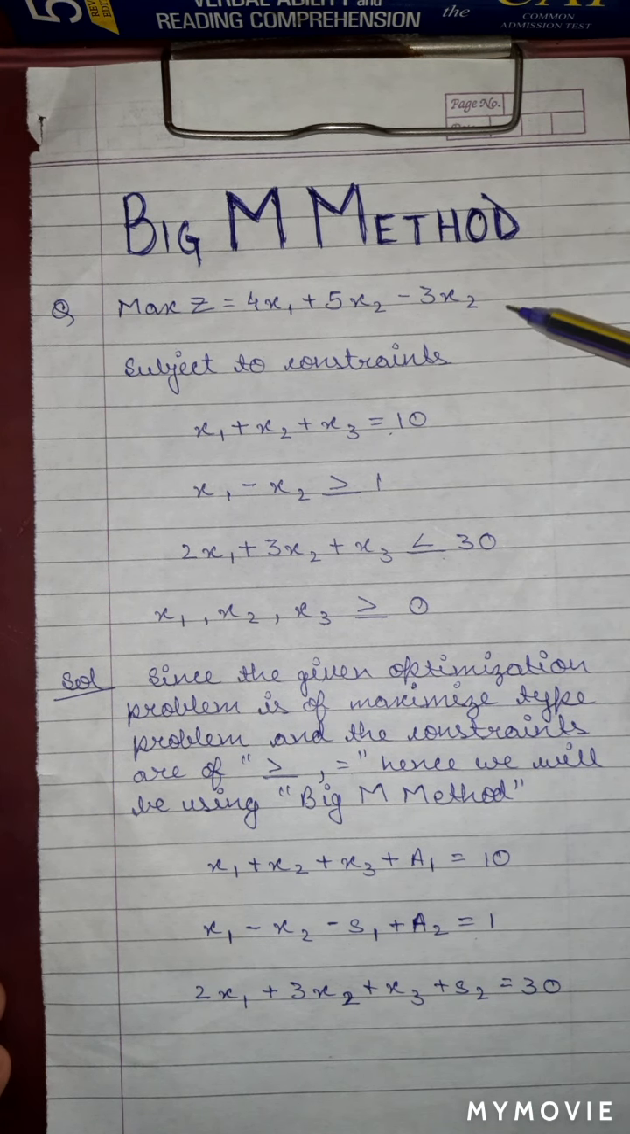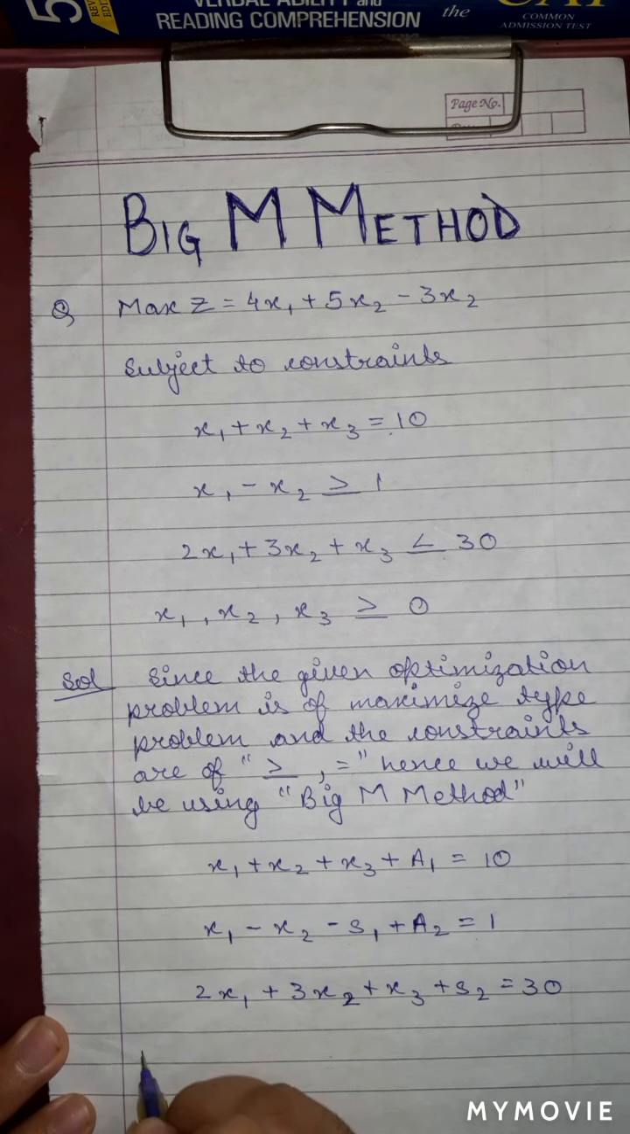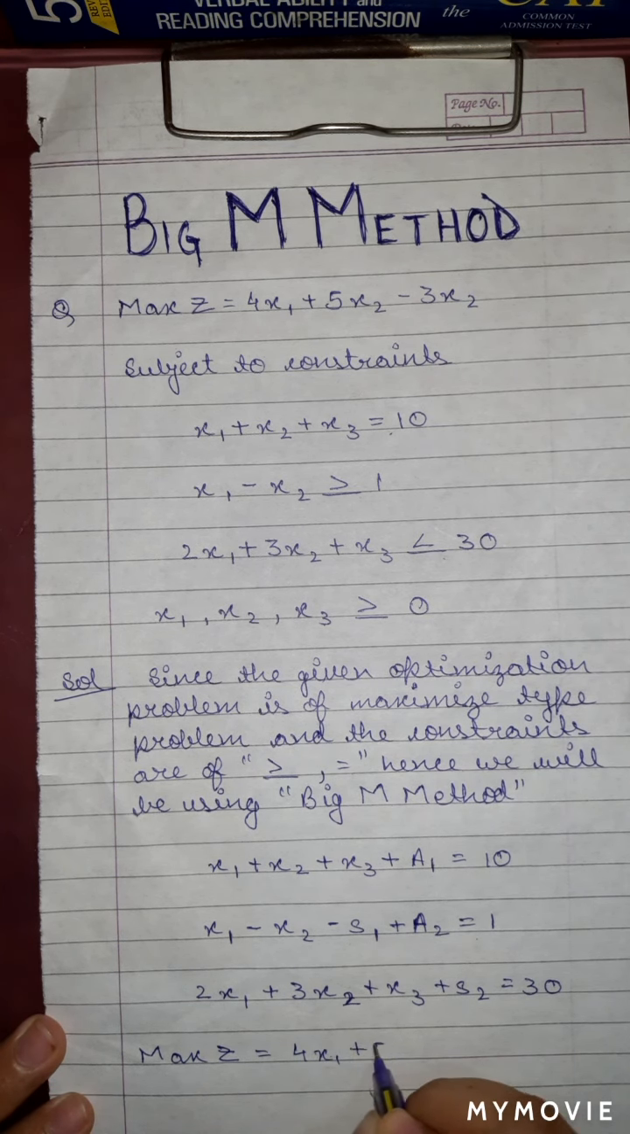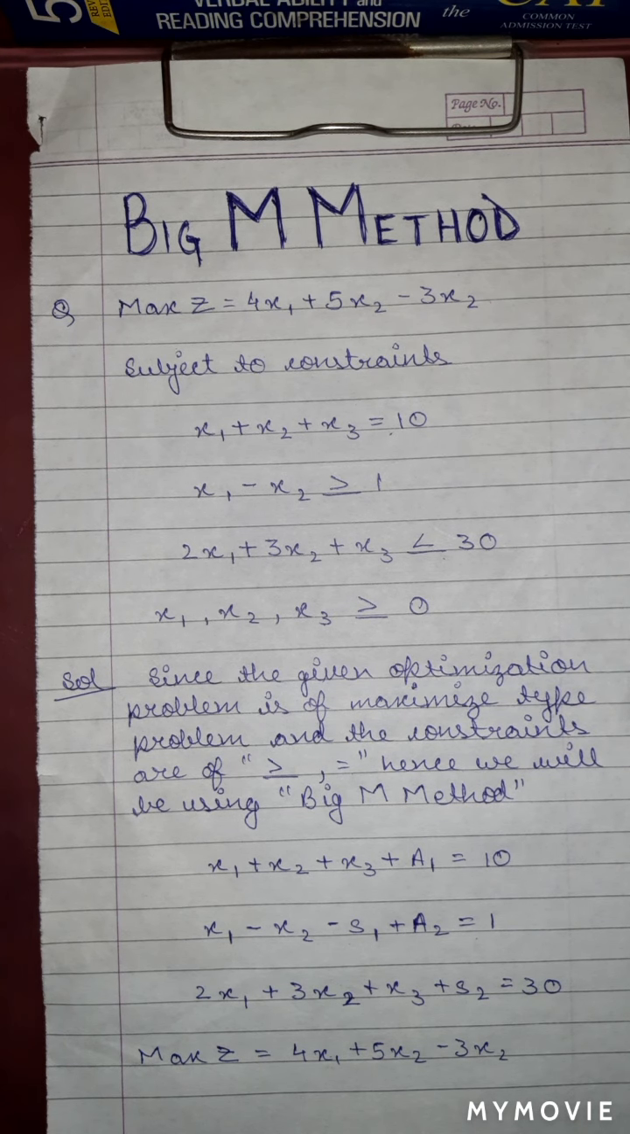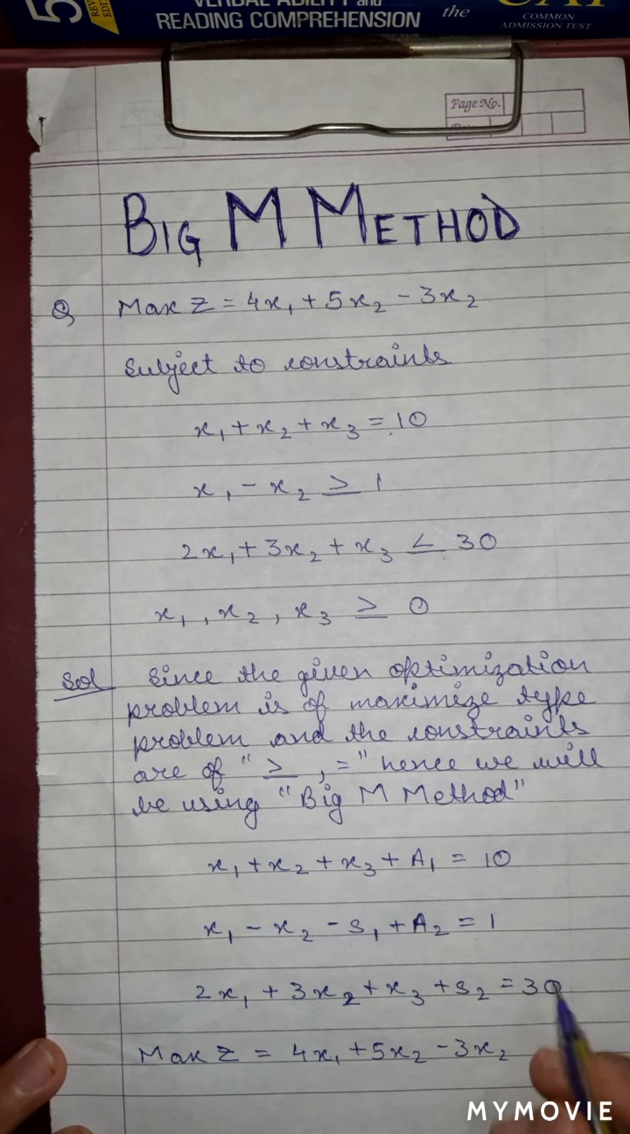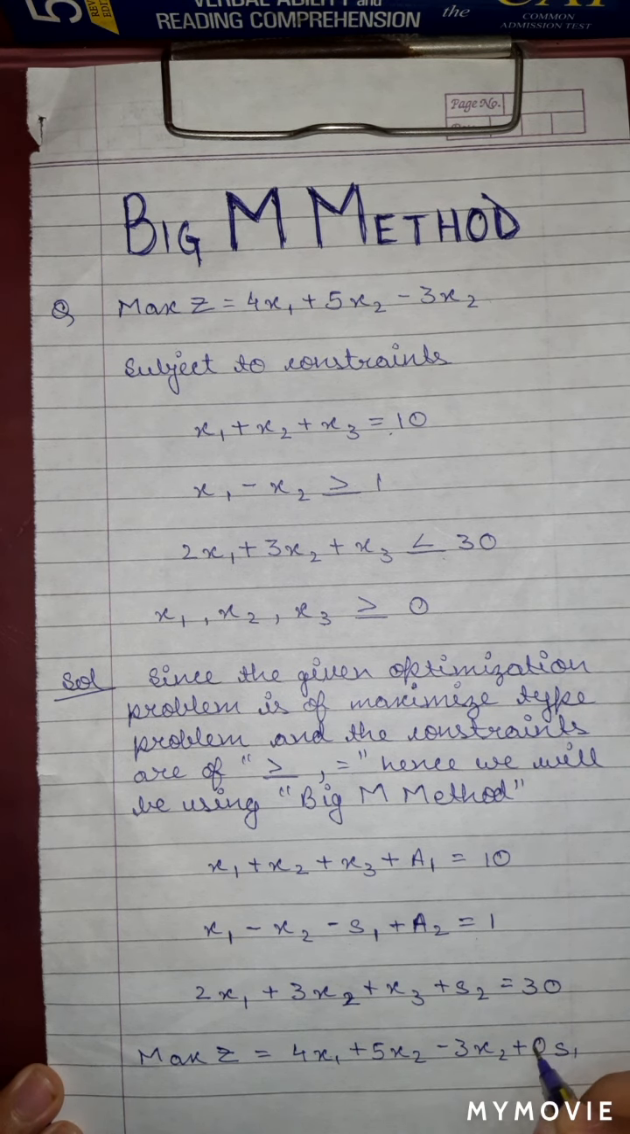Now we will be writing a maximizing equation once again also. So maximization z equals to 4x1 plus 5x2 minus 3x3. These are the same value of above. Now we will be writing these also. So s1 is our surplus variable and we don't need any effect to be made on our optimization problem, so we will be multiplying this by 0.